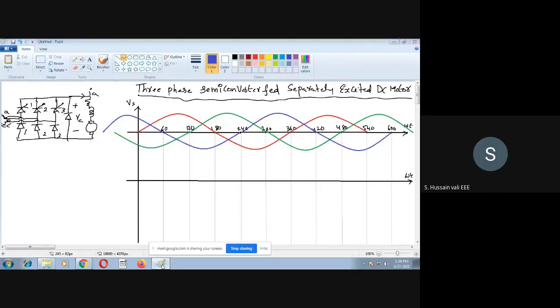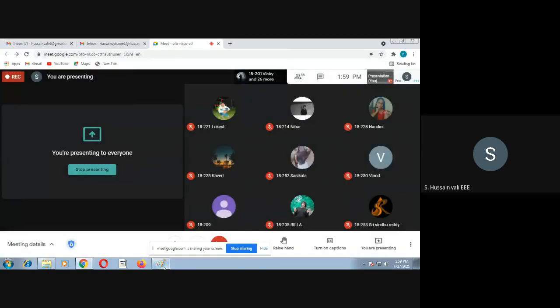So now the topic here is three-phase semi-converter fed separately excited DC motor. Last class we have seen the single phase semi-converter and single phase full converter for both separately excited DC motor and series excited DC motor. This time we will go for the three-phase semi-converter and three-phase full converter, and once again for both separately excited DC motor and DC series motor. For both the cases we'll do this as it is, as this is three phase.